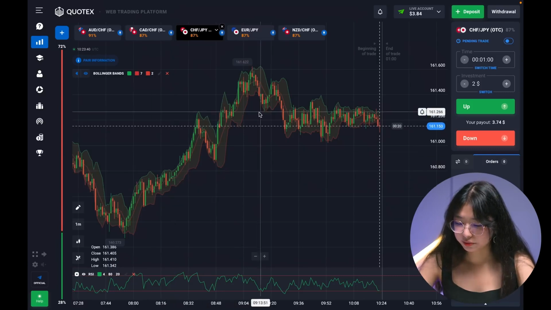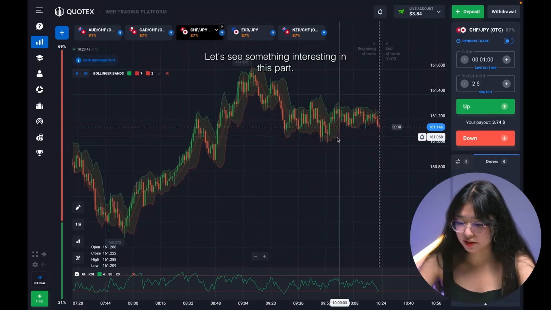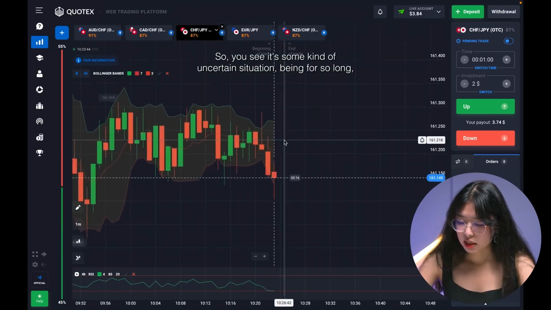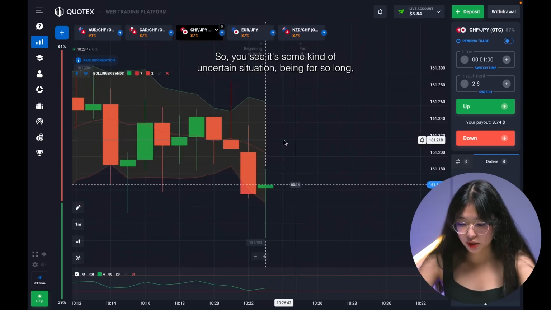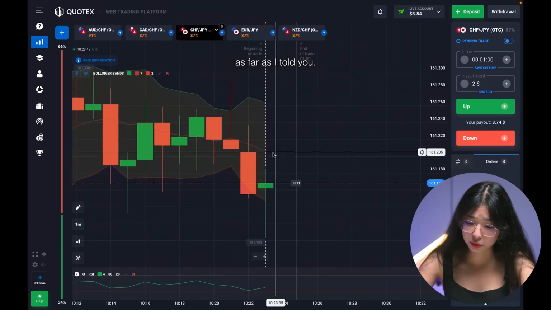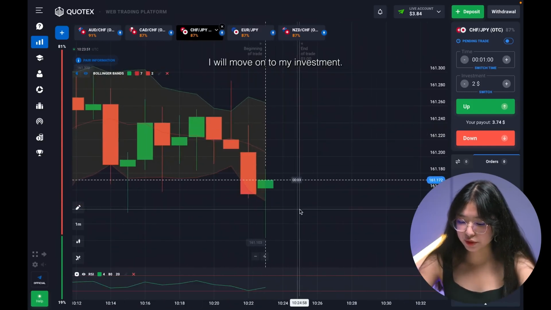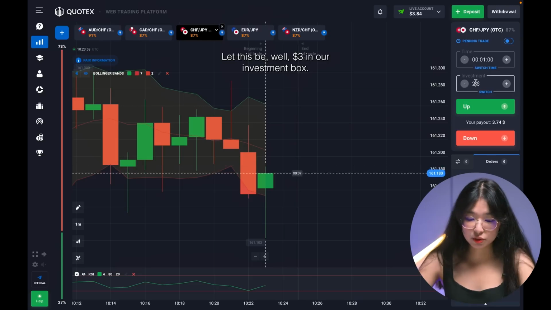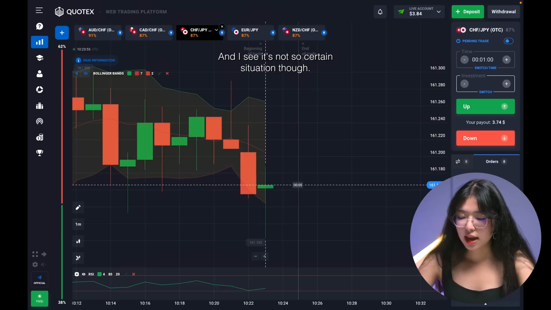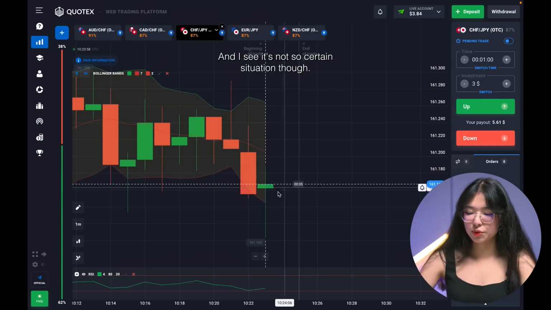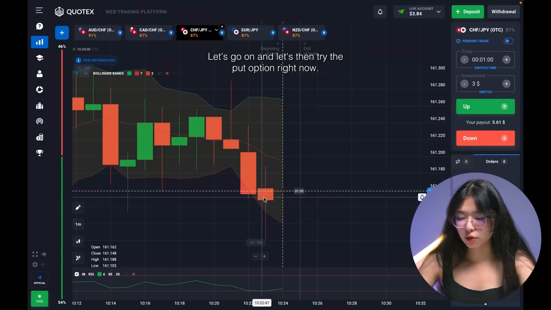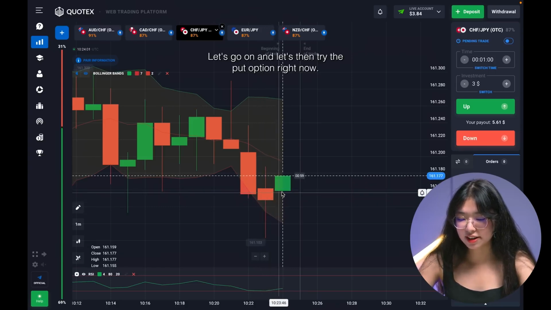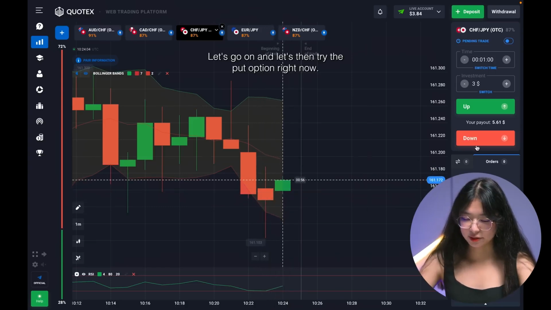So let's go on. Let's see something interesting in this chart. You see some kind of uncertain situation being for so long, as far as I told you. I will move into my investment. Let's say it will be $3, why not, in our investment box. And I see that it's not a certain situation though. Let's go on and let's then try the put option right now.